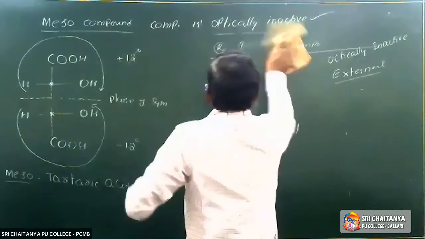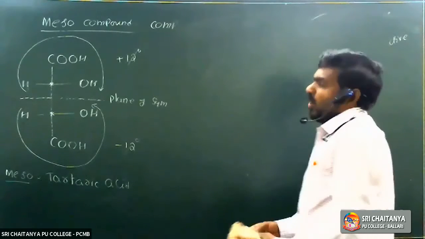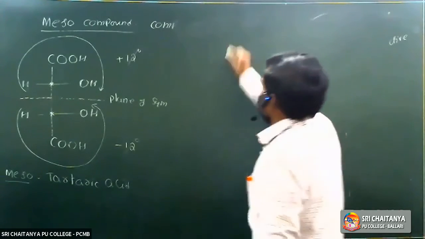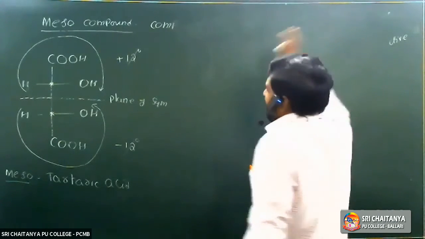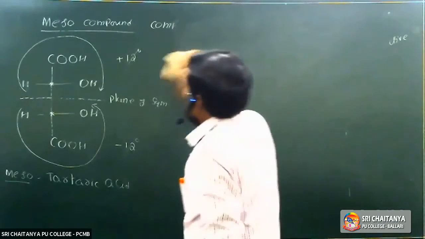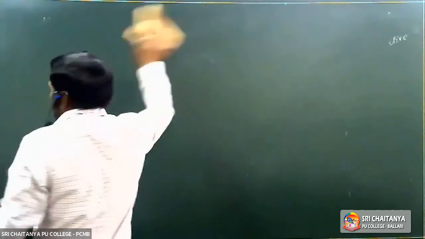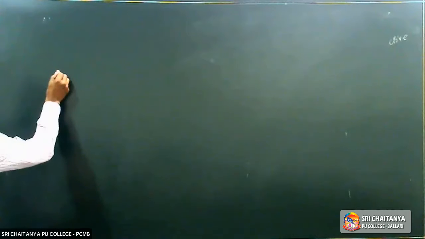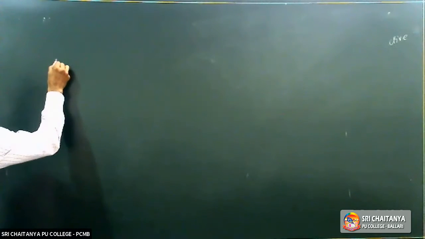The next one. What is capital D and what is small d? What is capital L and what is small l? So small d indicates the direction of optical rotation, clockwise. A compound that rotates plane polarized light towards the clockwise direction is a dextrorotatory compound.